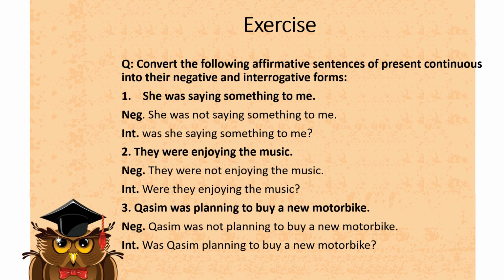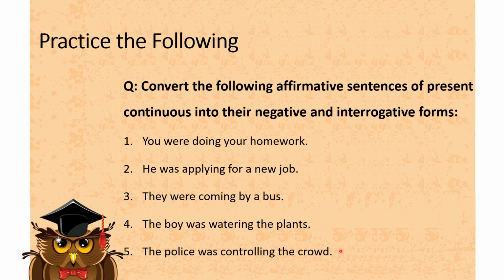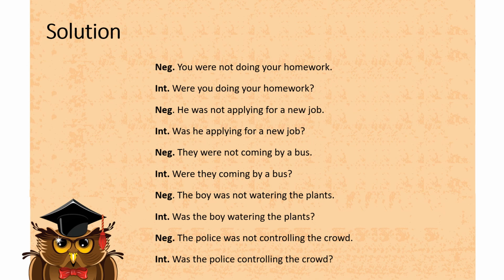I hope that now you're able to identify the given affirmative sentence of past continuous tense, and also you are able to convert that sentence into its negative and interrogative forms. Now I want you to practice the following. Here are some sentences. They have been chosen for you. They are all the affirmative sentences of past continuous tense. You're supposed to convert them into the negative and interrogative forms. And after you have done your work, you should match your answers from this solution which is given to you.